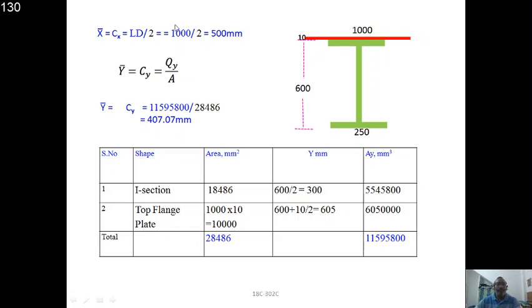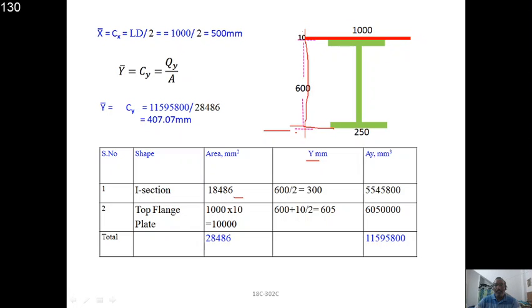So with this, in order to find the y bar, you need to follow the procedure of the analytical method, because it doesn't have the symmetry about the x-axis. We need to adopt the procedure to determine the centroid. The shapes given are the I section, so list the same thing: its area, which is given in the problem itself, and its y distance. So this is the origin.